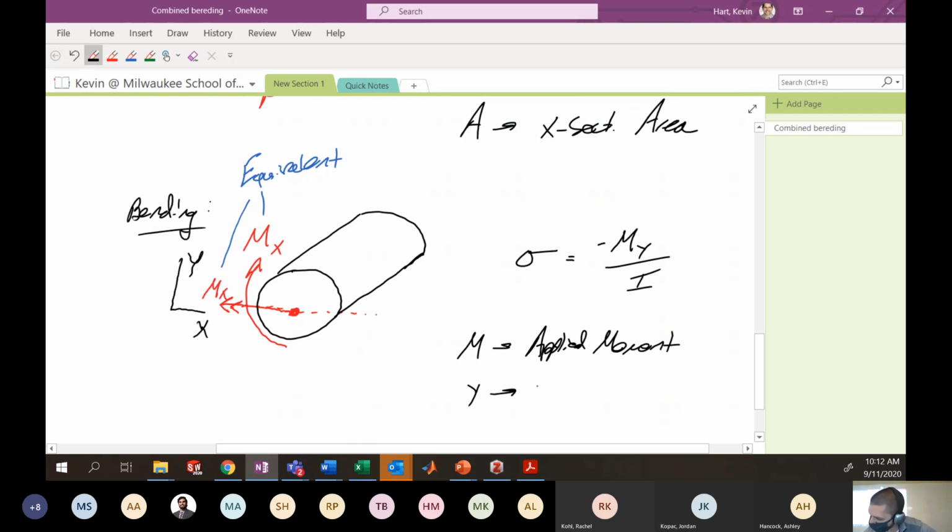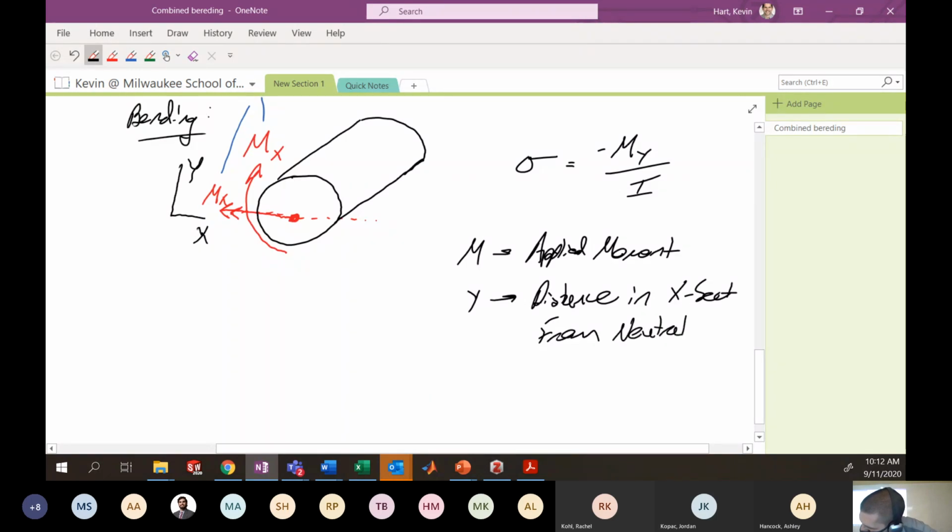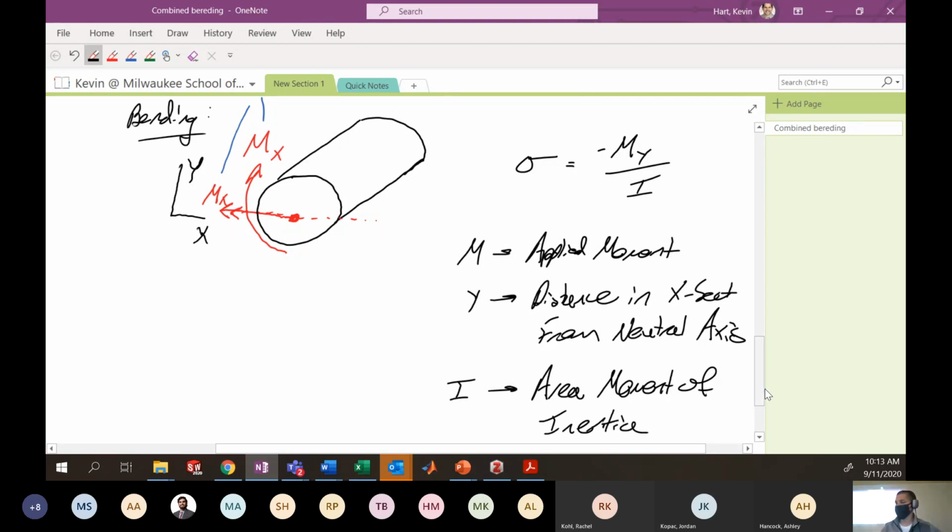Y is the distance in cross-section from neutral axis. And I here is the area moment of inertia of the cross-section. So when I talk about the variable y, that is the distance generally away from the neutral axis of bending. So here's your variable, little y.